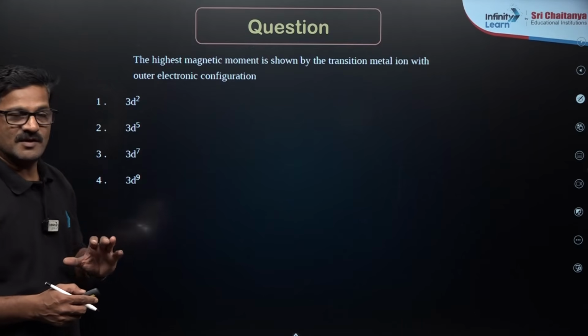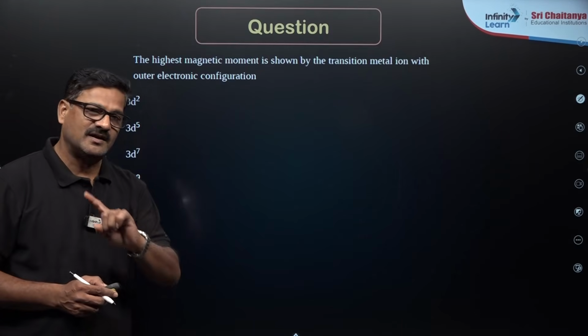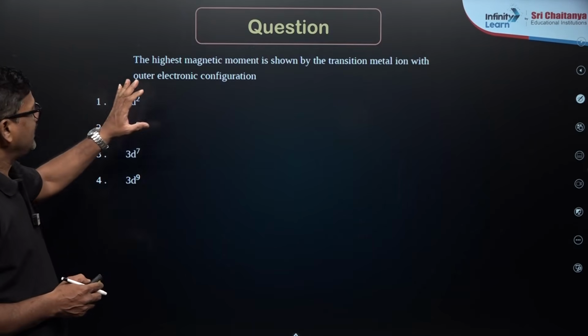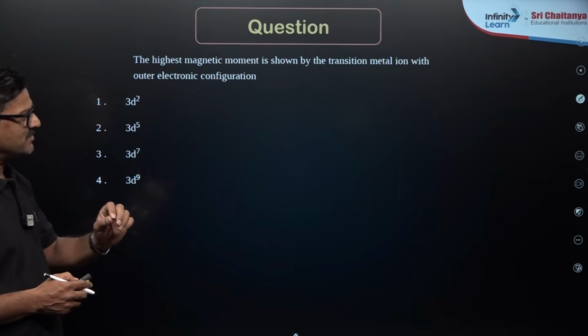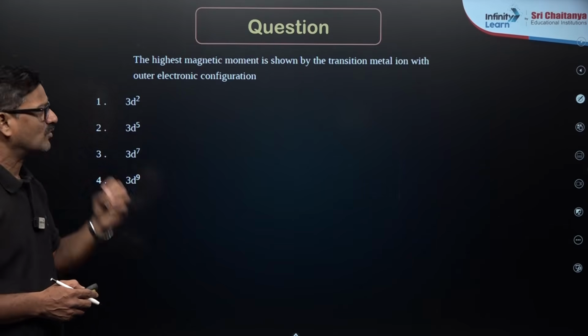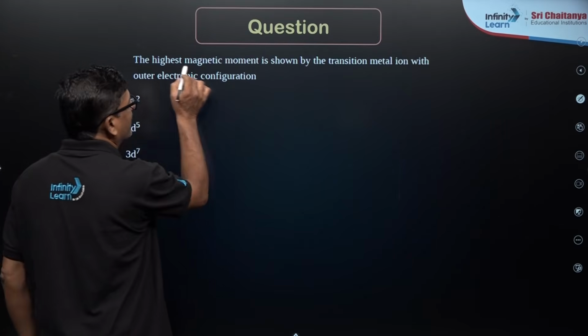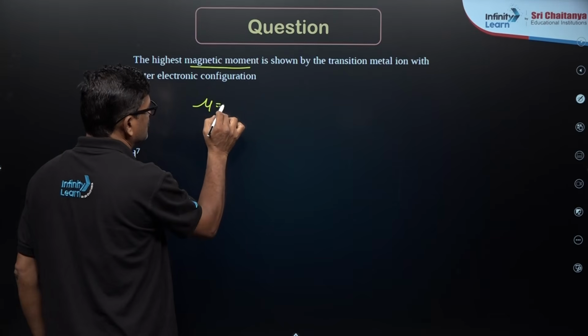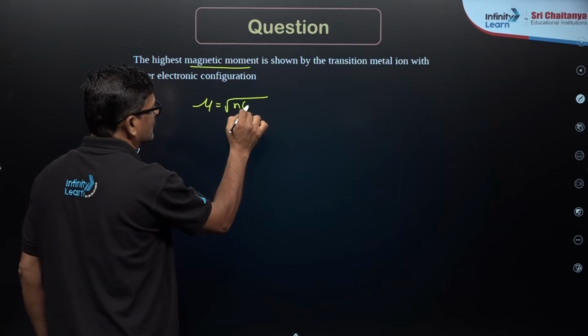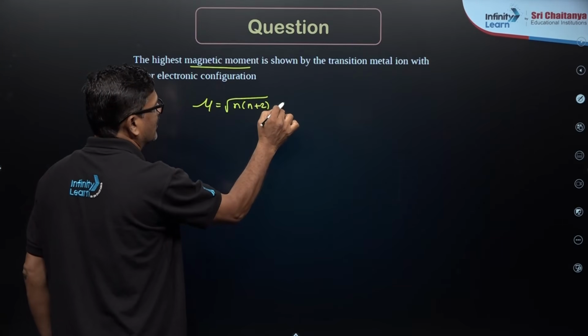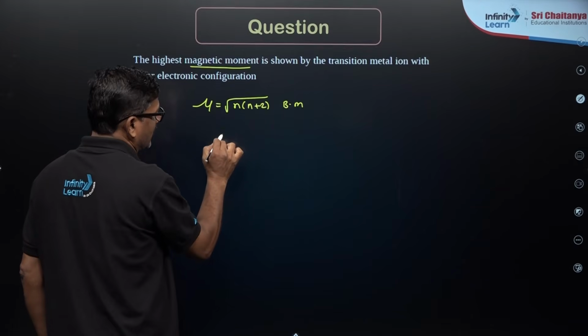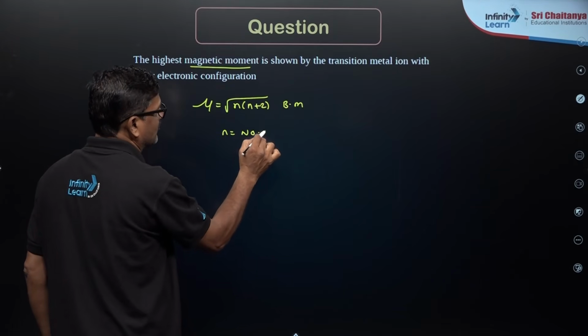This question is asking about the magnetic moment of d and f block elements. The highest magnetic moment is shown by the transition metal ion in the outer electron configuration. Magnetic moment mu is equal to root over n into n plus 2 Bohr magneton, where n is equal to the number of unpaired electrons.